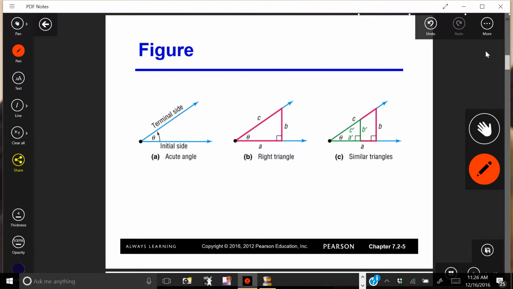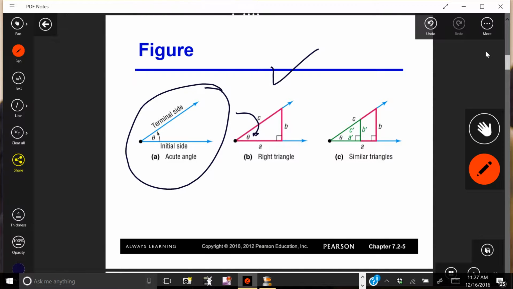Now, looking at an acute angle here, let's now draw a right triangle. Label this angle theta, and the sides A and B. Notice that if you then create a new triangle having the same acute angle, these triangles are similar triangles. And the interesting thing about this is that if you take the ratio of B over A, it's also going to equal the ratio of B prime over A prime.